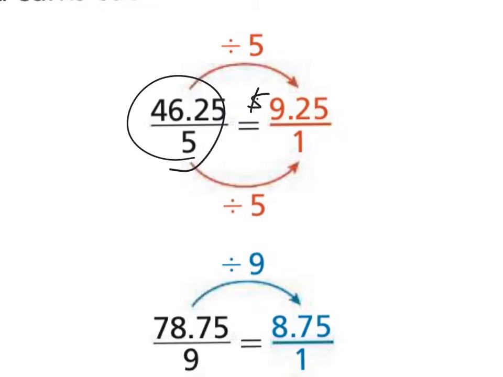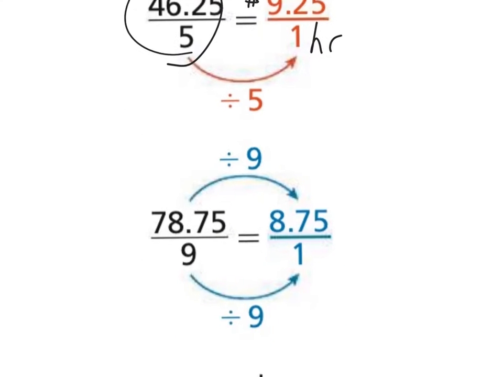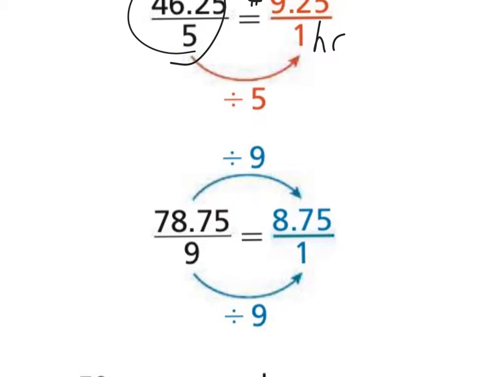And then for Dan it is $78.75 for 9 hours. If you divide that out, you get $8.75 per hour. That's where I got my example a minute ago, you might have noticed.